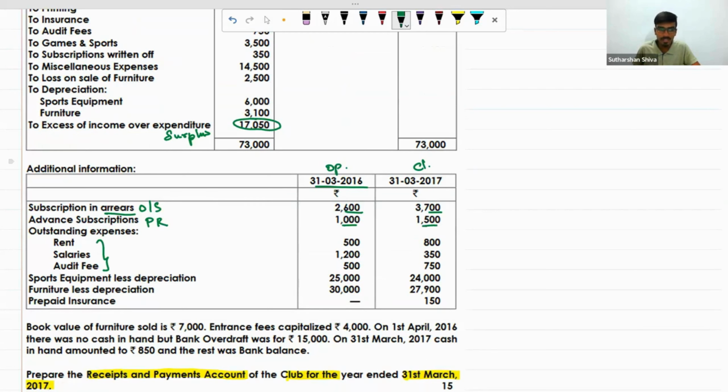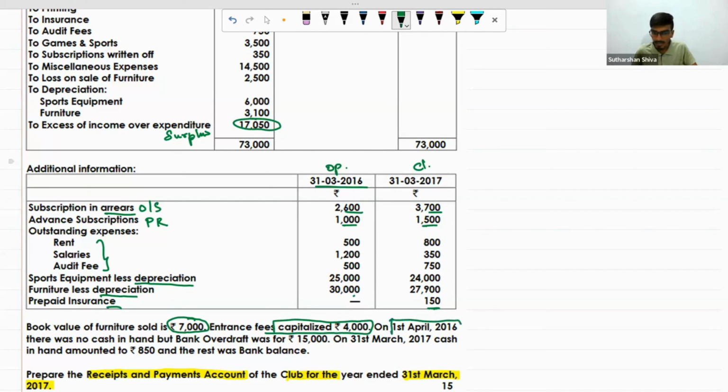Opening outstanding, closing outstanding. Sports equipment, less depreciation, itself they have given. And furniture, less depreciation, itself they have given. Prepaid insurance they have given only for the closing item. Book value of the furniture sold was rupees 7 lakh. Entrance fees capitalized, they have themselves given as capitalized, so that is going to be 4,000.